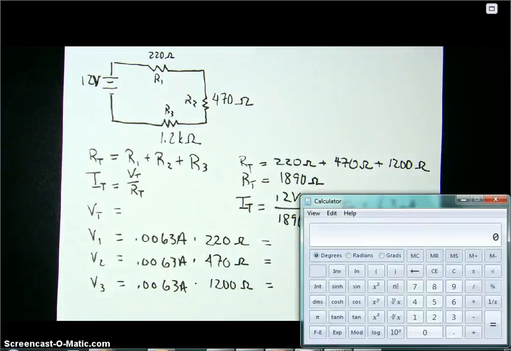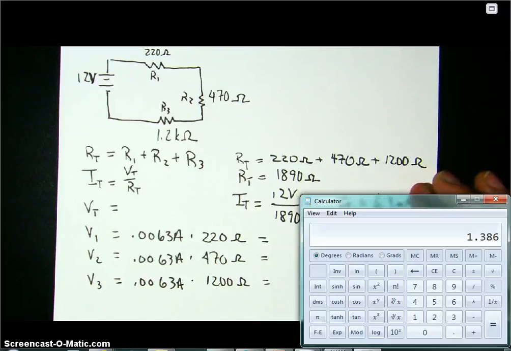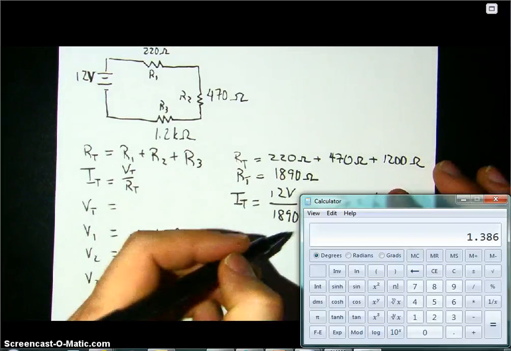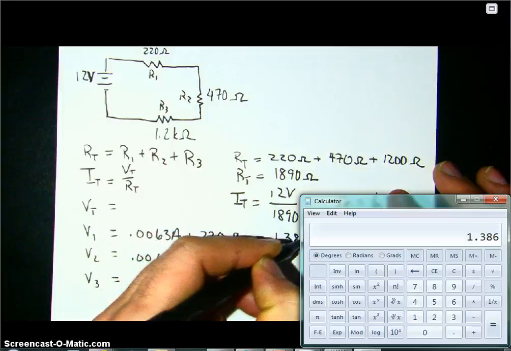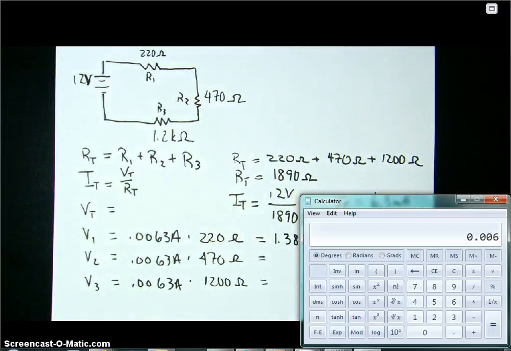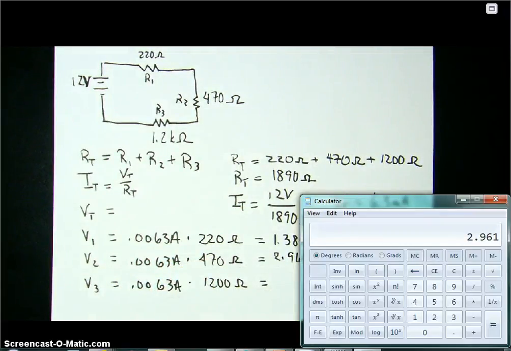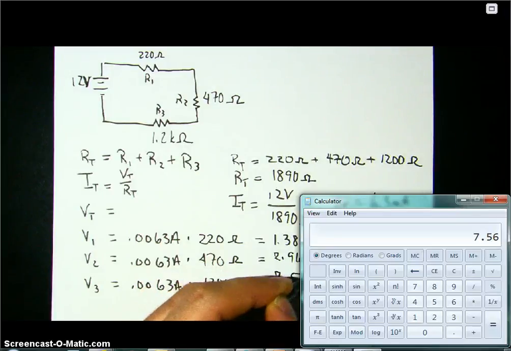All right, if we do the math here, we get 0.0063 times 220, gets us 1.386. That doesn't sound right. Is that right? Okay. 1.386. Oh yeah, that is right. My apologies. 0.0063 times 470, we get 2.961. And then 0.0063 times 1200, we get 7.56.